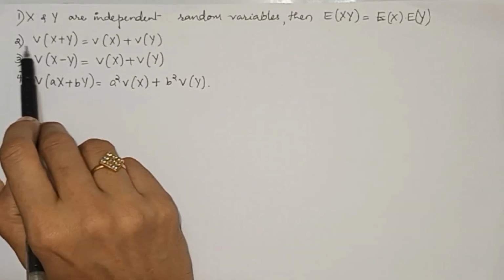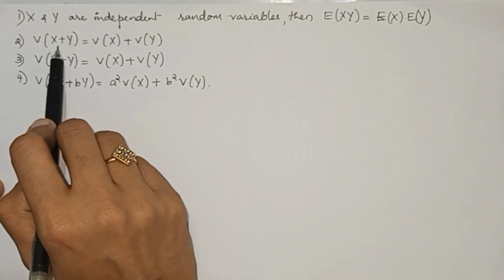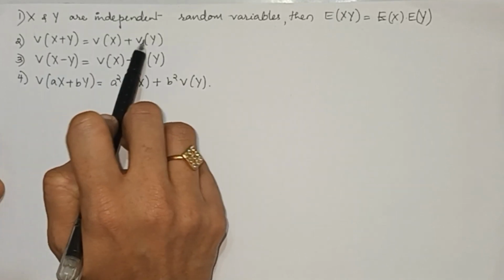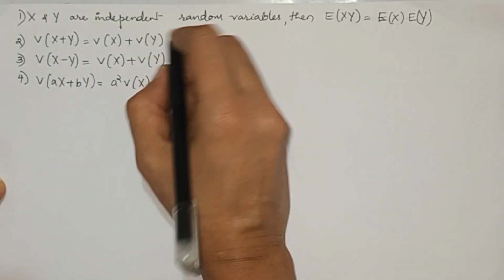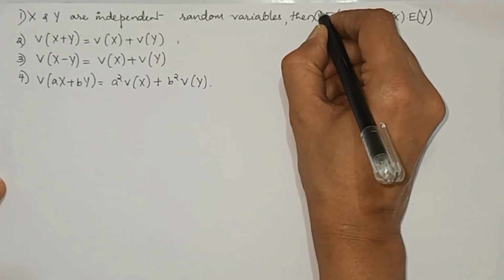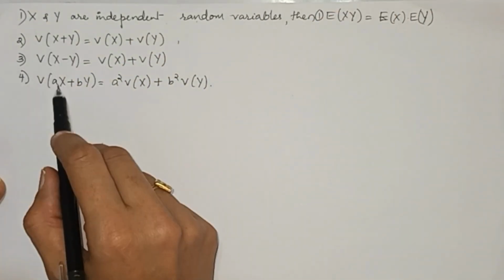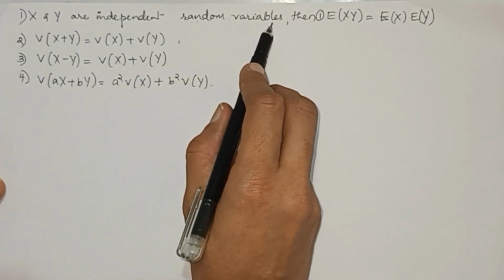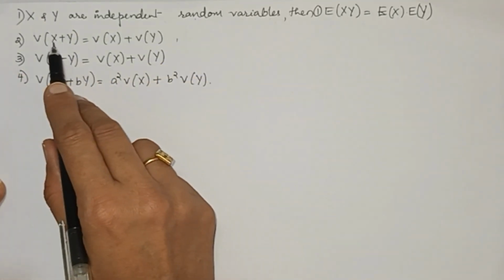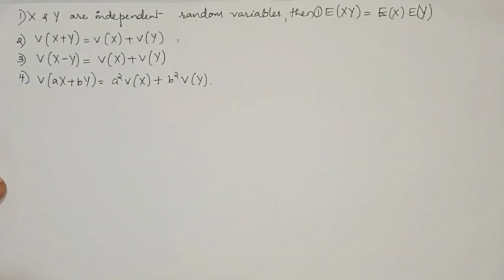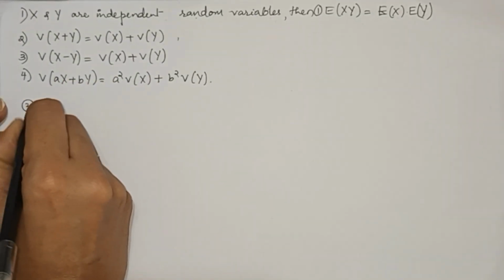Now the second property is the variance of x plus y: V of x plus y equals V of x plus V of y. This is in the case when x and y are independent random variables. So this is the first result. All these results follow when x and y are independent random variables. So let us see how to prove this: V of x plus y equal to V of x plus V of y. See the second one, proof.